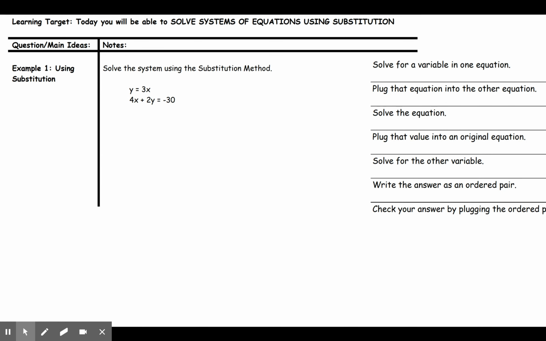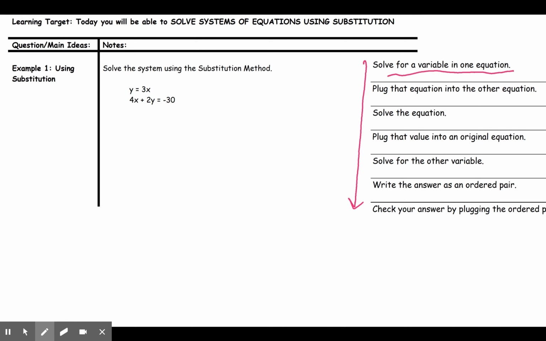Today you will be able to solve systems of equations using substitution. I have this list of steps that we're going to use. Please write this down. That way you can have something to fall back on whenever you go to do your assignment. So the very first step talks about solving for a variable in one equation.